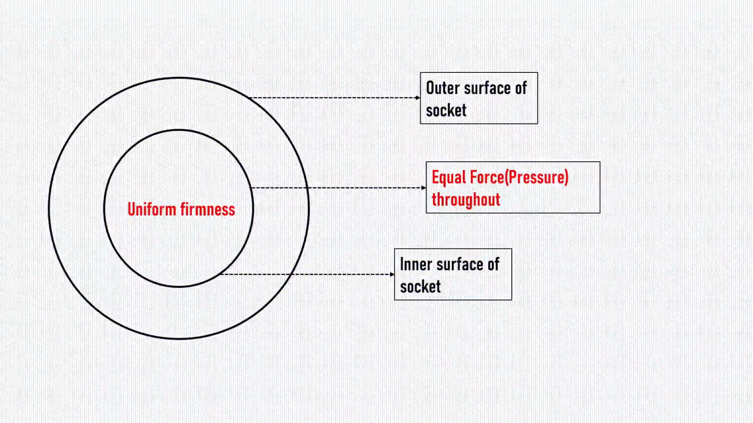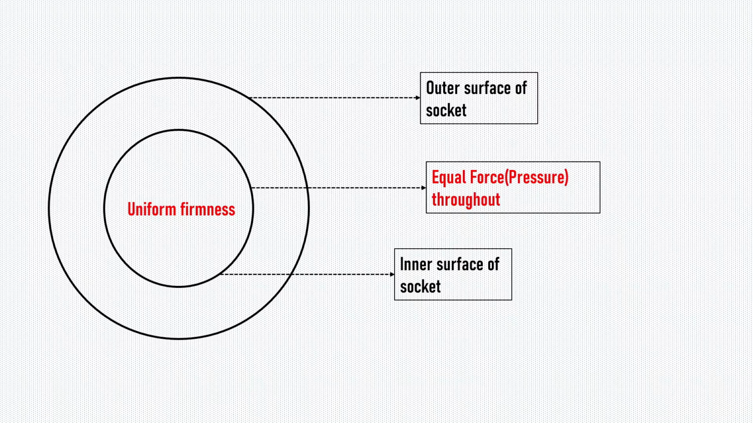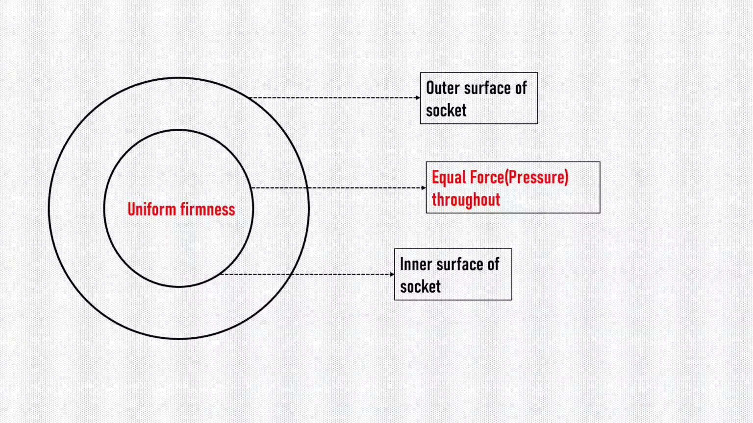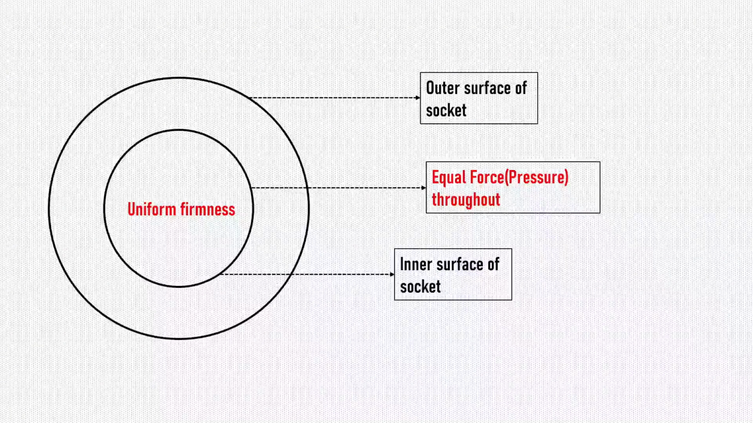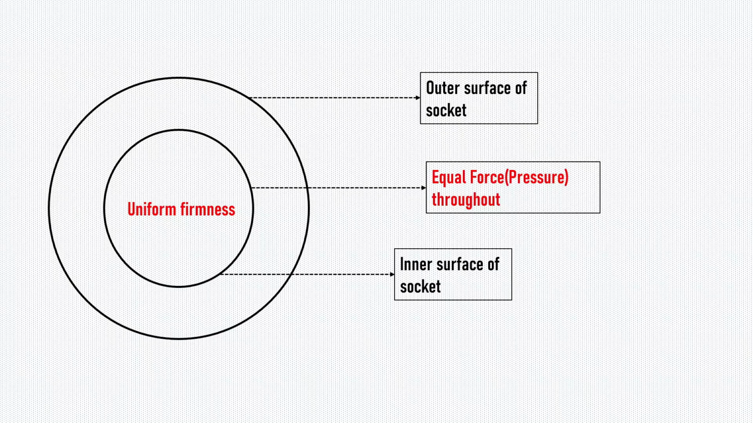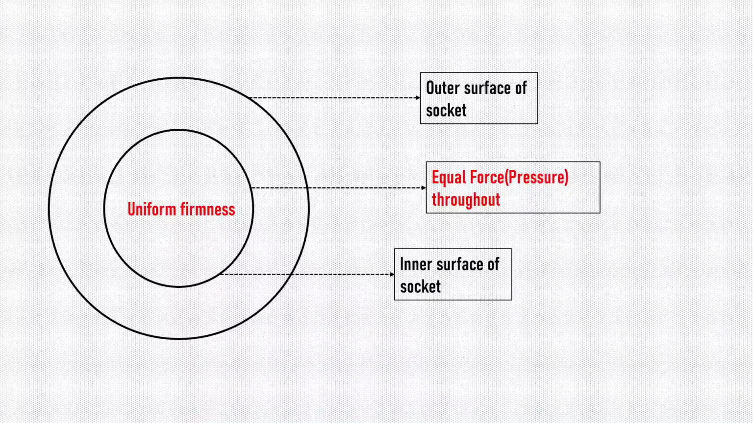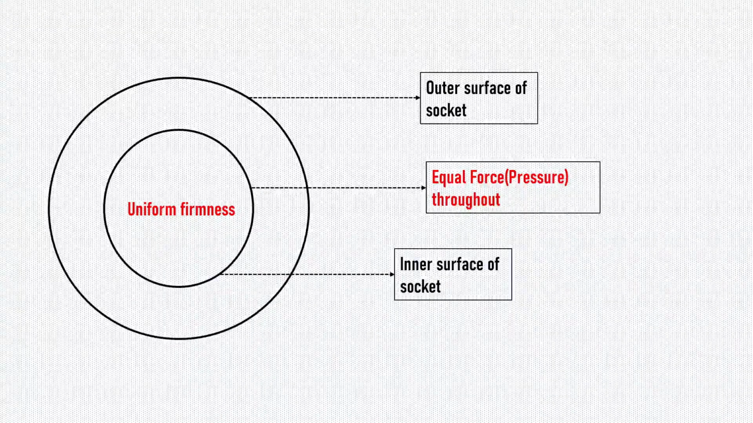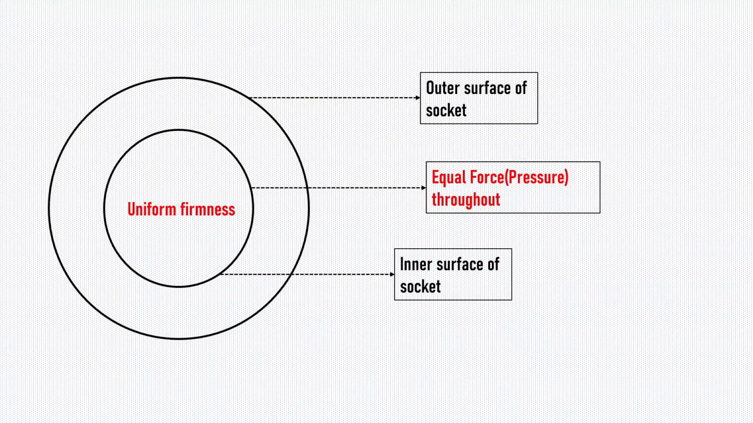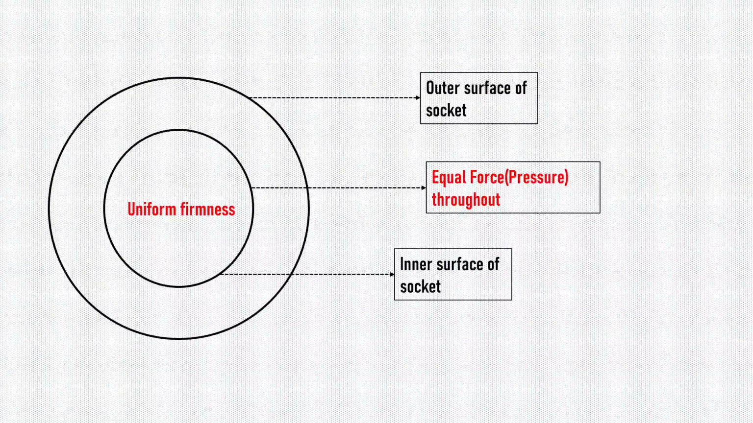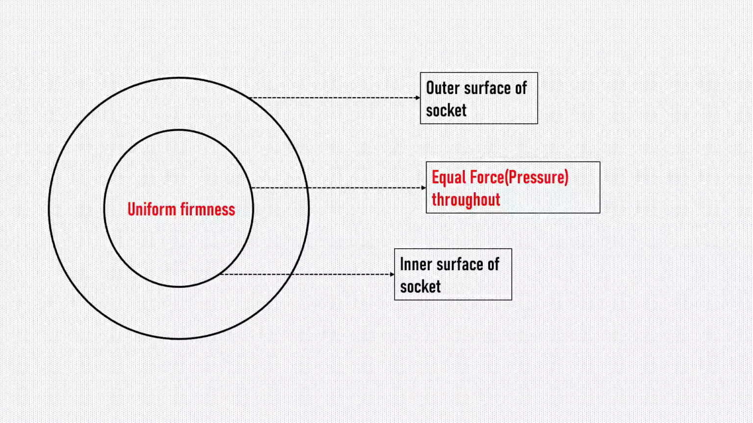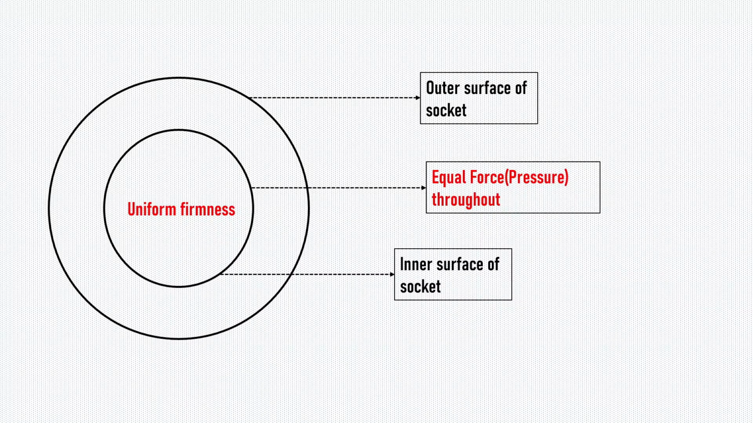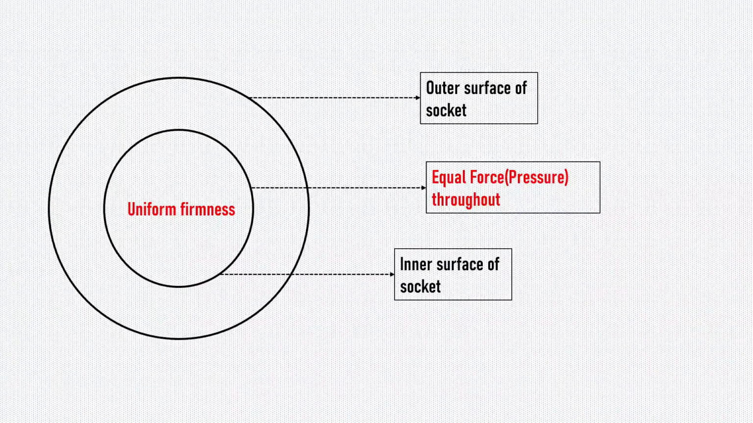Now let's use this bar and cube concept in the transverse section of a socket. We can see the outer surface of the socket and the inner surface of the socket. The inner surface will make contact with the residual limb. Here we will consider our bone as hard and rigid material and our muscles and tendons as elastic and energy absorbing material. In the area of small circle, we can see there is uniform firmness. It means the whole area is made of same kind of material, either soft or hard. So we don't need to make any adjustments. The pressure will distribute equally here.